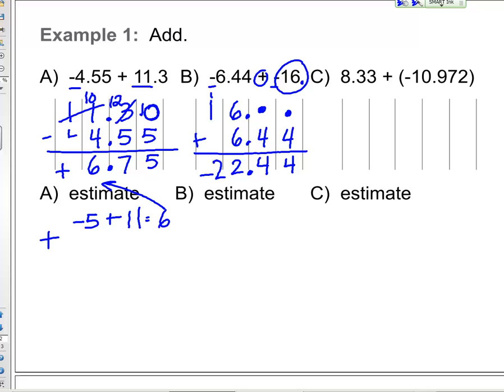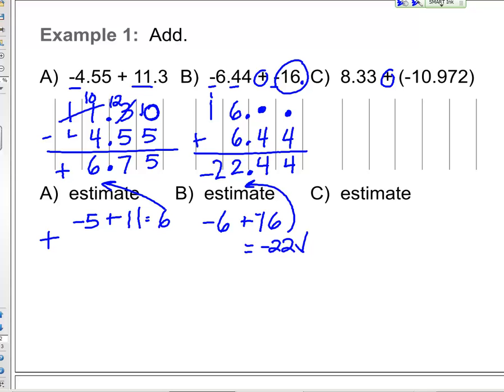Let's go ahead and rewrite this, estimating. A negative 6 and 44 hundredths, that 4 tells me to round down to negative 6, plus a negative 16. Here again, the signs are the same, so 6 plus 16 is a negative 22. Again, Panthers, is that pretty close? You betcha.